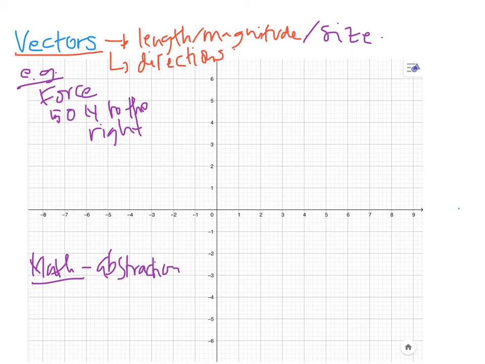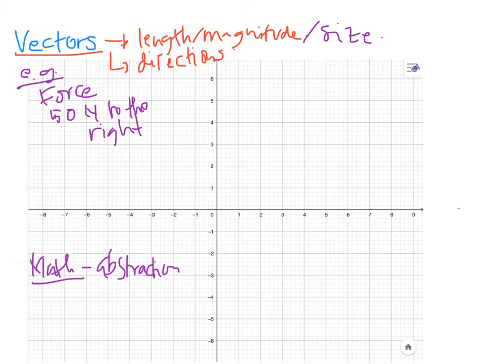So we'll be talking more about the abstract part, not about force. Force is just the application, but we will look into the basic idea of it, the foundation. Let me show you a couple of examples of how we represent vectors.